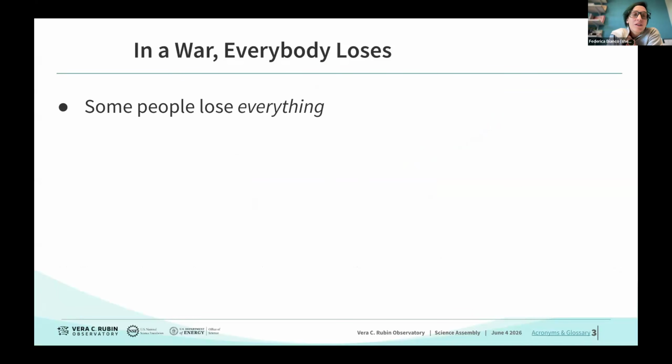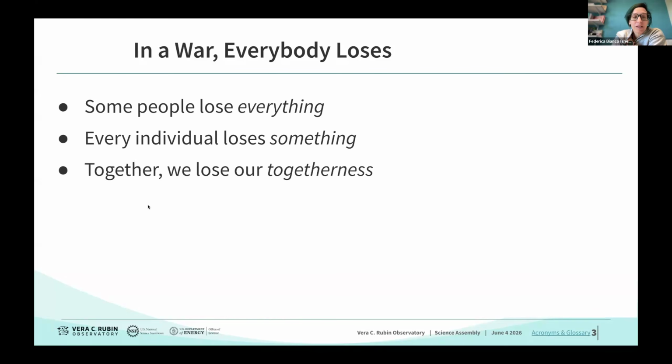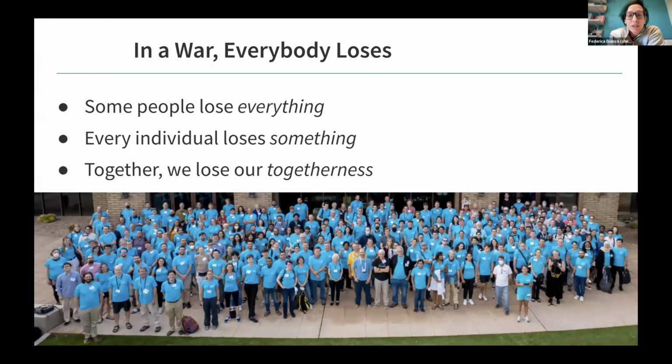So one may think of, if we had this enormous parameter space and we need to decide what to do, one may think of engaging in a fairly competitive process of establishing whose scientific priorities are most valuable and following those in a sort of hierarchical way. You can think of this as a cadence war, if you wish, but we don't like wars. In wars, some people lose everything. Every individual loses something. Together, we lose our togetherness. So LSST did not want to engage in war. It wanted to engage in a process that is collaborative and cooperative and that involves the entire LSST community and the entire scientific community. So that's what we did.